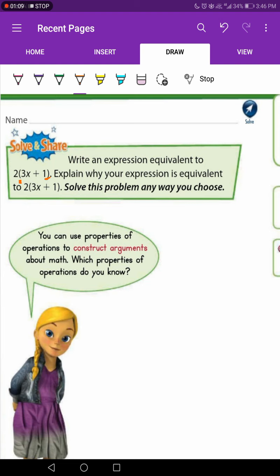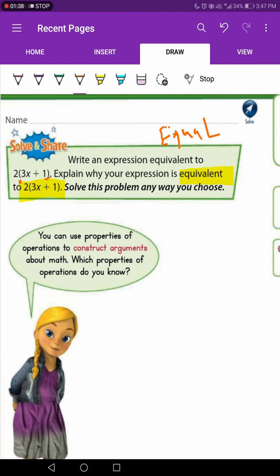Thank you, Ayman. It is 2 multiply the quantity of 3x plus 1. In this way you have to read it. Now first of all, I can write an equivalent. Equivalent means the same or equal. How can I do this?